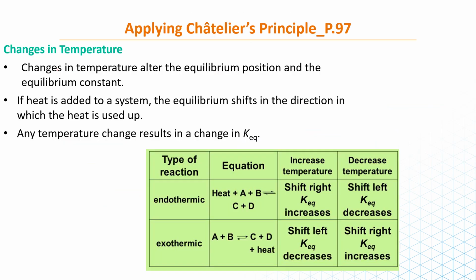Now we go to the last part. Okay? And that's changes in temperature. So changing the temperature changes the equilibrium position. Okay? If heat is added to a system, the equilibrium shifts in the direction in which the heat is used up. Any temperature change results in a change in K equilibrium.